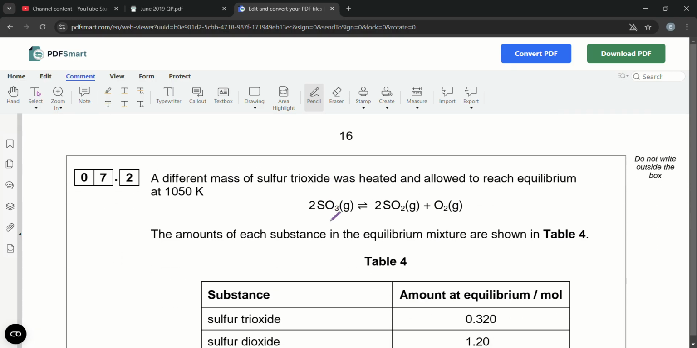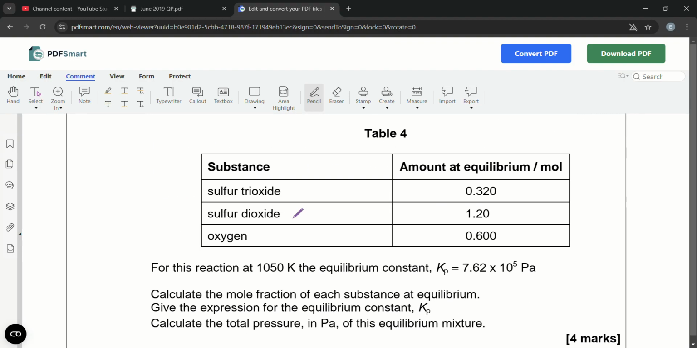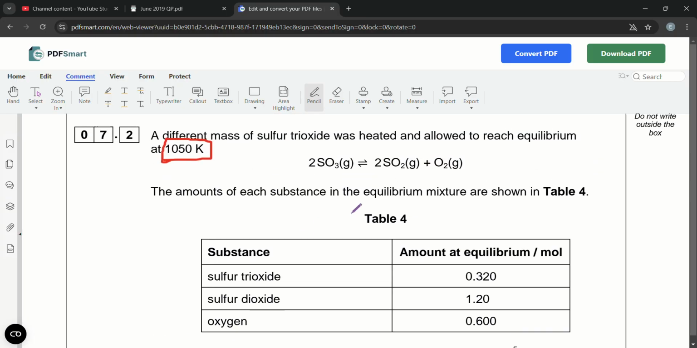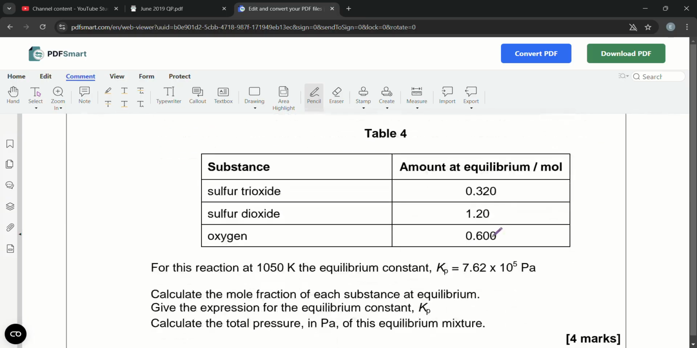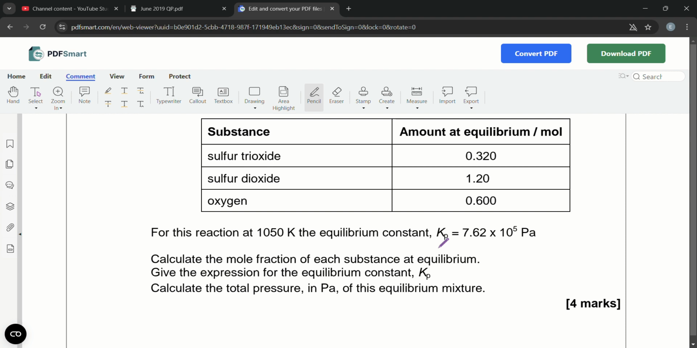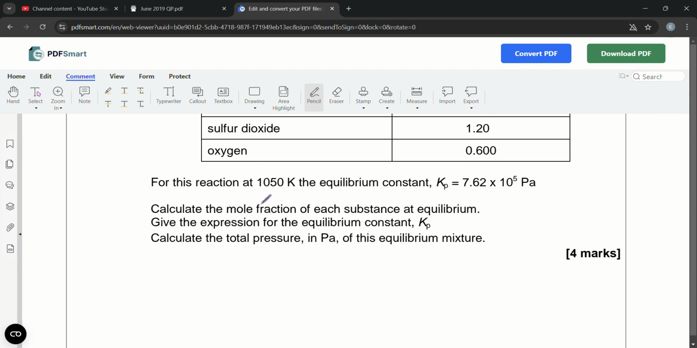Question 2. A different mass of sulfur trioxide was heated and allowed to reach equilibrium at 1050 Kelvin. That's going to be key, we might need it later on. The amounts of each substance in the equilibrium mixture are shown in table 4, equilibrium moles for all of them. For this reaction at 1050 Kelvin, the equilibrium constant Kp is that.